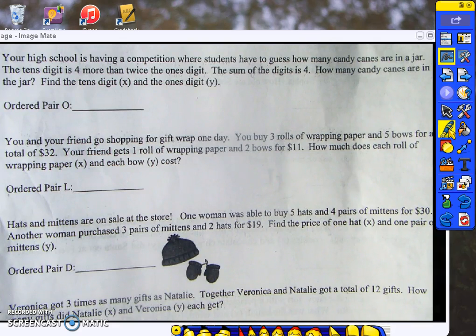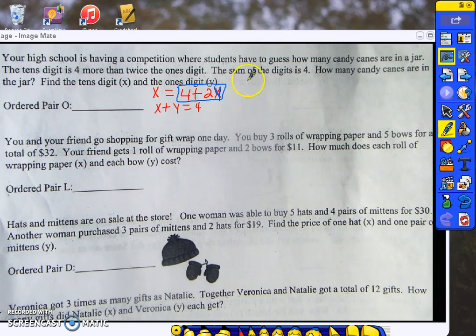Number 4, your high school is having a competition where students have to guess how many candy canes are in a jar. The tens digit, which is X, is 4 more than twice the ones digit. The sum of the digits is 4. X plus Y is 4. How many candy canes are in the jar? So we're going to take what X is equal to, because it's already isolated, and we're going to plug that in to the other equation.